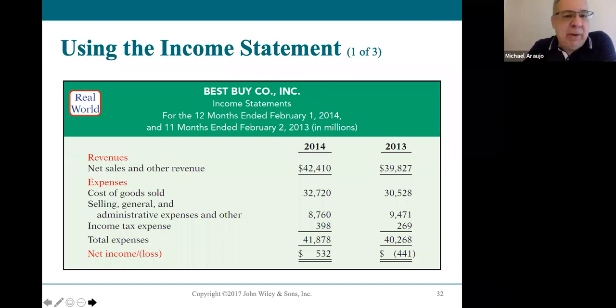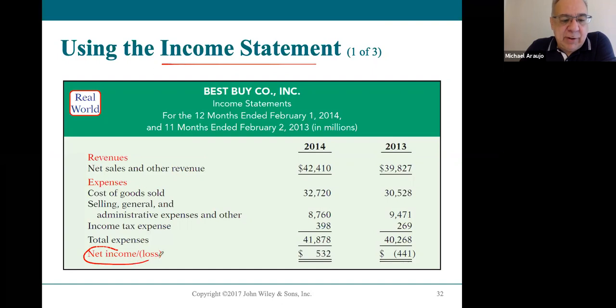For the profitability ratios, we use the income statement, okay? Because the income statement is the only statement that tells us whether we made a profit or not. And so here, it's curious that they put this in here, Best Buy. Ooh, okay, light bulb. You go, girl.